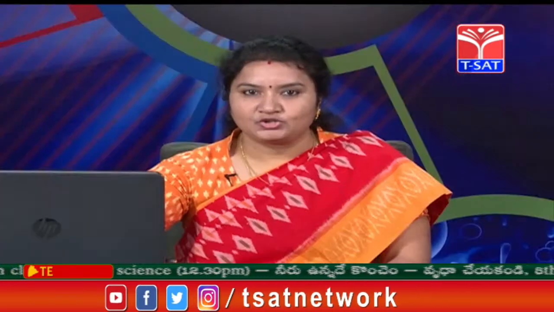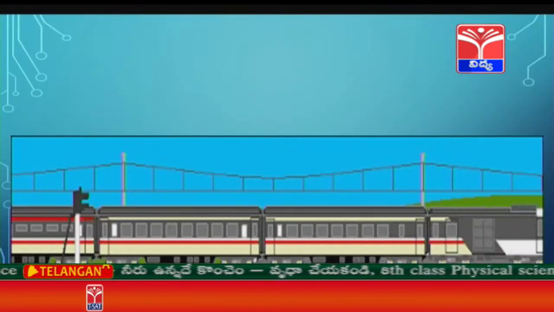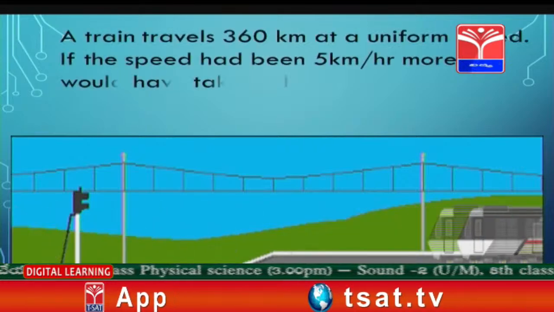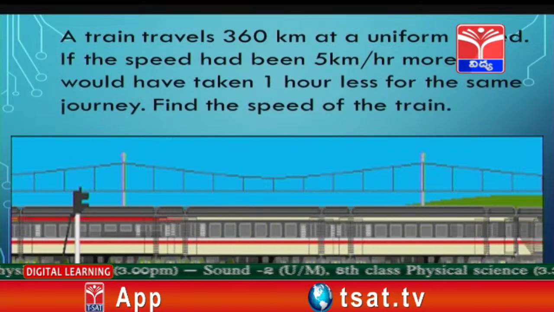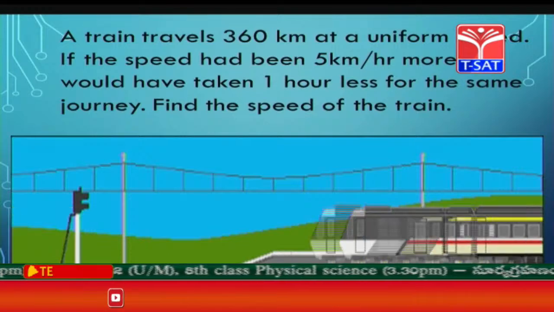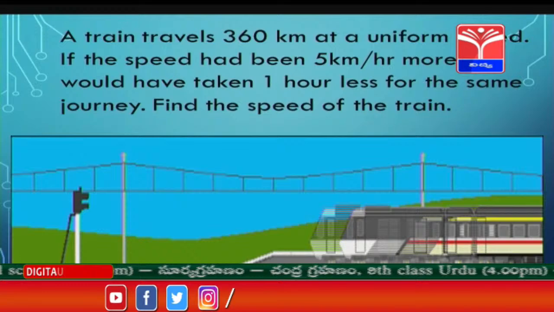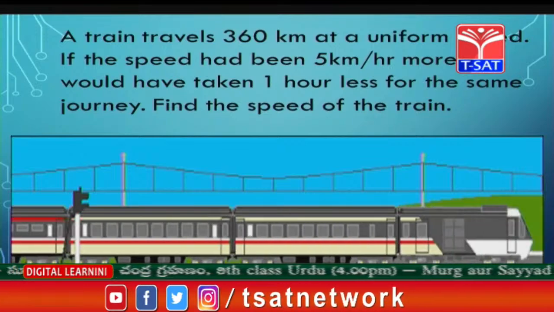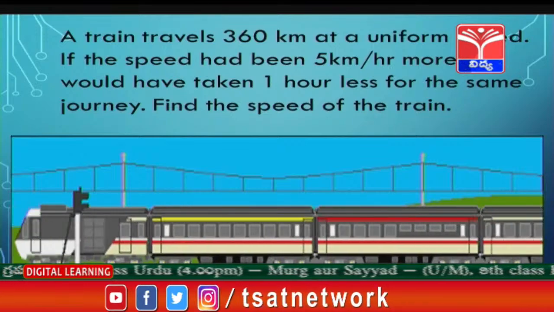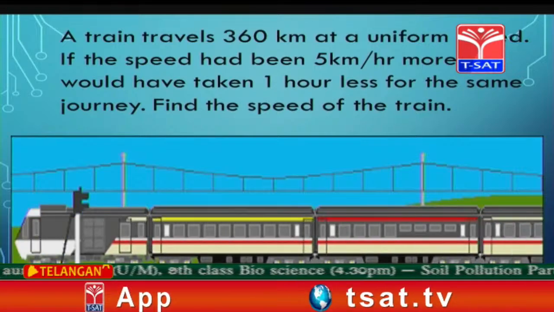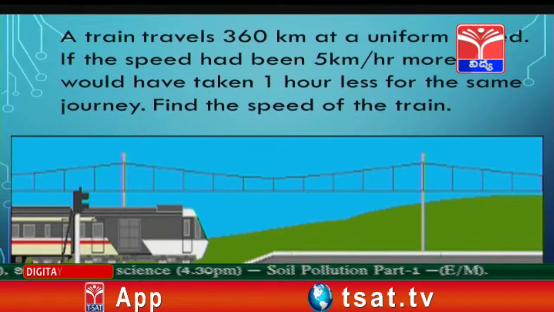Now, look at the situation, children. You can see the train moving there. Let us see the situation. A train travels 360 kilometers at a uniform speed. If the speed had been 5 kilometers per hour more, it would have taken 1 hour less for the same journey. Find the speed of the train. So, from the given data, let us see how we can find the speed of the train.